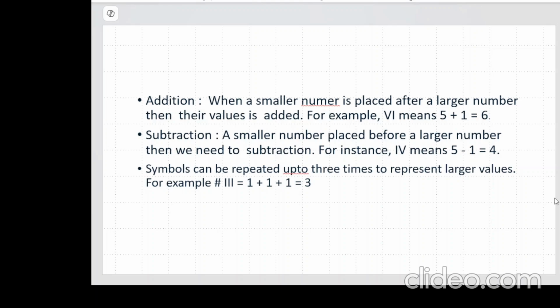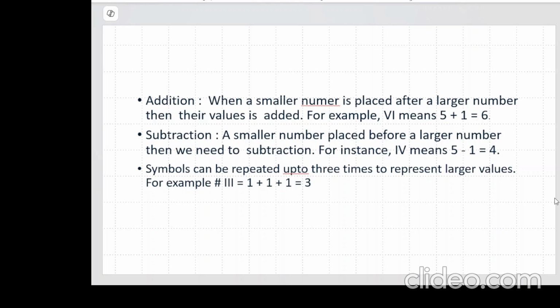When a smaller number is placed before a larger number, then we need to subtract. For instance, I and V means 5 minus 1 is equal to 4. Now, symbols can be repeated up to 3 times to represent larger numbers. For example, I I I in Roman is 1 plus 1 plus 1 is equal to 3.